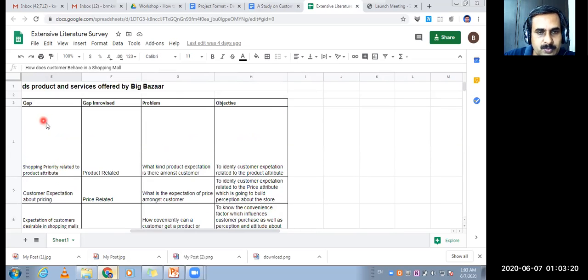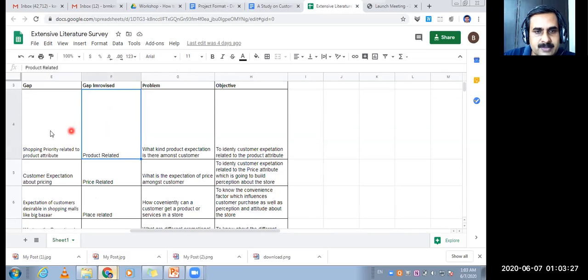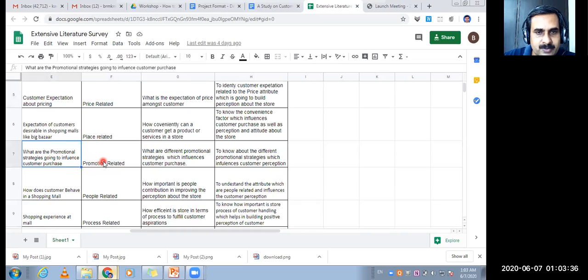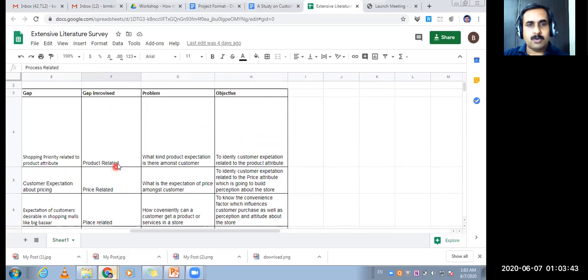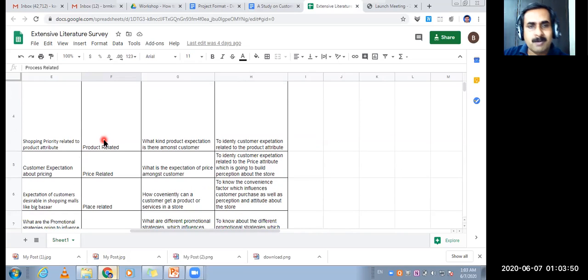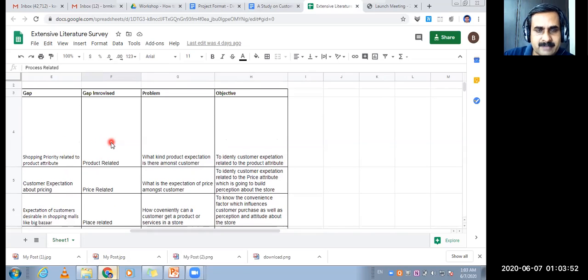So you are going to identify these gaps, and on the basis of these gaps, you have to improvise. My first gap was product related, second gap was price related, third gap was promotion related, fourth gap was people related, fifth gap was process related. So if you follow this extensive literature survey and improvise whatever gap you have identified, you'll have to utilize some common sense while devising it.